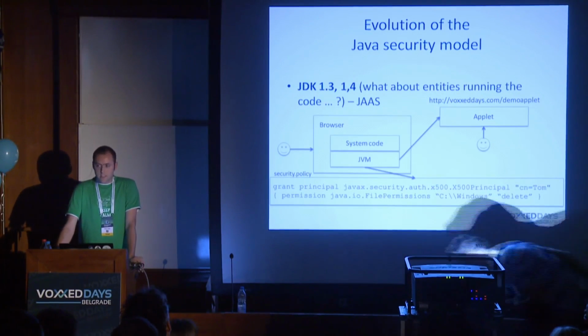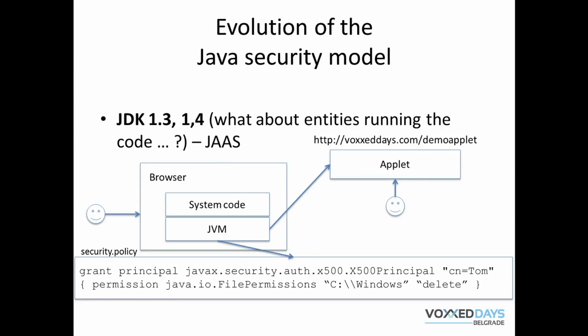Okay, so that was in JDK 1.2. So what happens in JDK 1.3 and 1.4? As you can see in that security model, we don't have any way to specify who is executing the source code. We only specify the location and the set of active permissions for that location. But in JDK 1.3 and 1.4, the guys from Sun decided to introduce what's called JAAS.